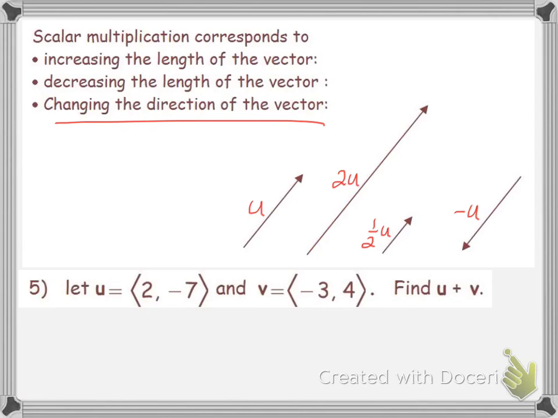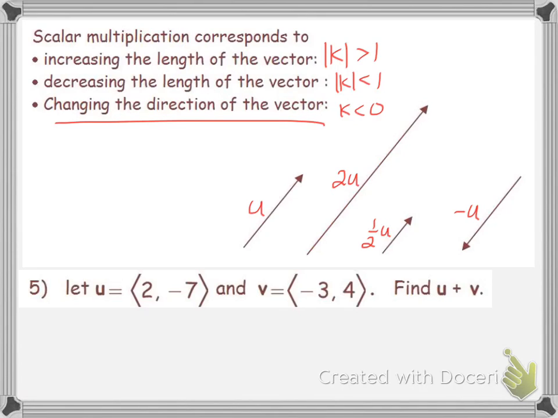And in order to change the direction, you're going to have to make it a negative u. So what that means is that increasing the length of the vector means the absolute value of k is going to be greater than 1. If it's decreasing the length of the vector, the absolute value of k is less than 1. And changing the direction of the vector, k is less than 0.